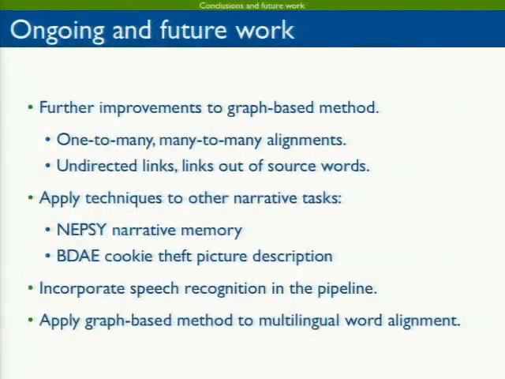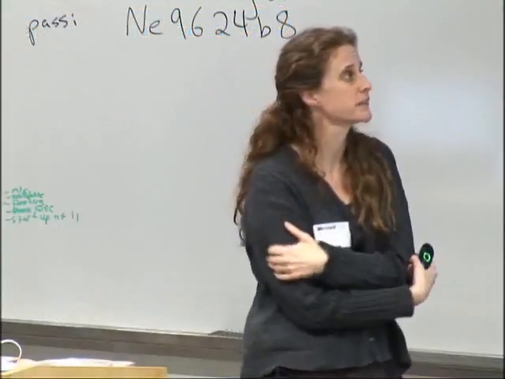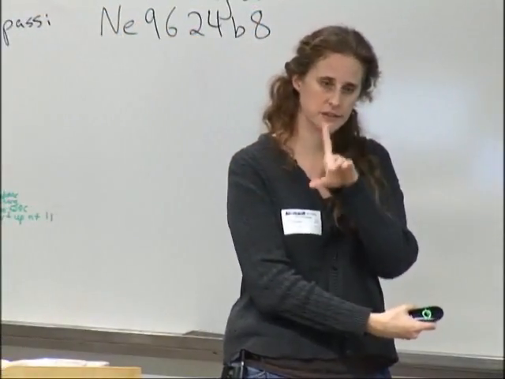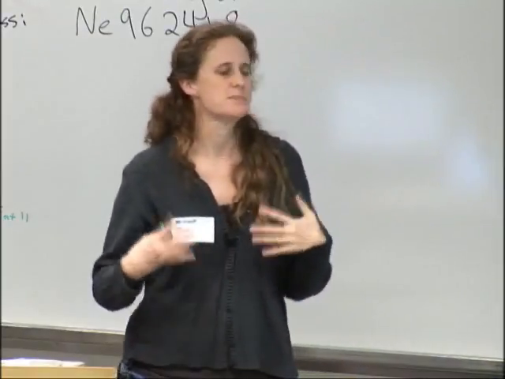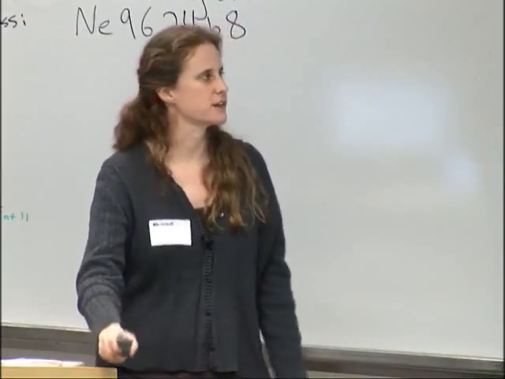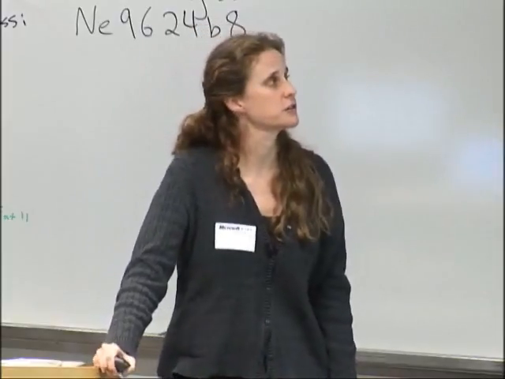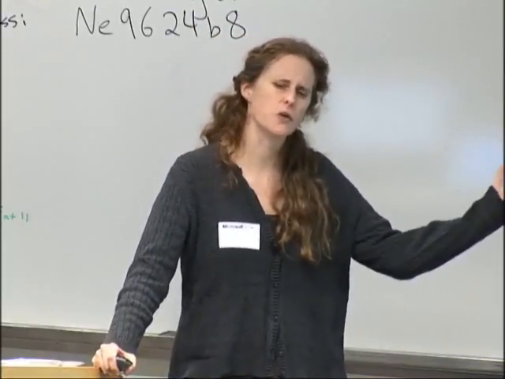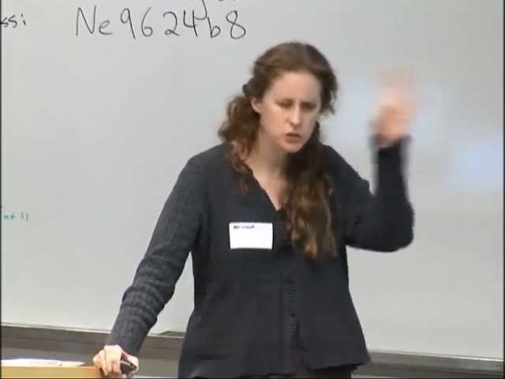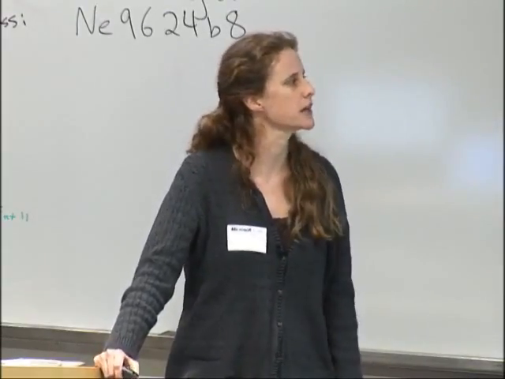So other improvements in the graph-based model: right now it's just one-to-one alignment because I just picked the single highest, most frequent destination node over the distribution. But there are plenty of one-to-many alignments in our data, so that would be something I'd like to look into. I'd also like to look into using undirected links, like allowing links out of the source word. I feel like you could be exploring the graph a little bit more than I am.